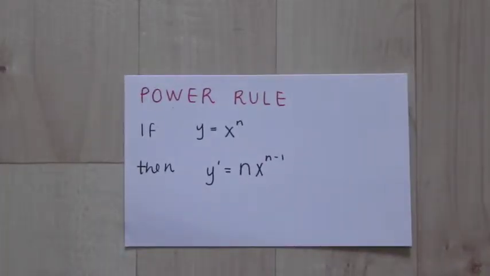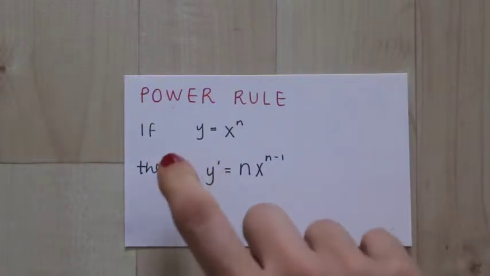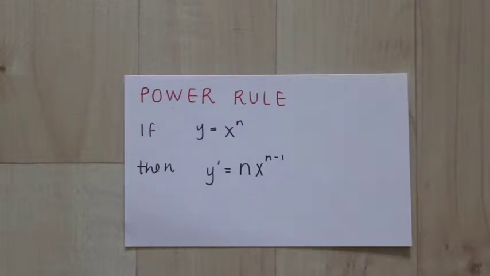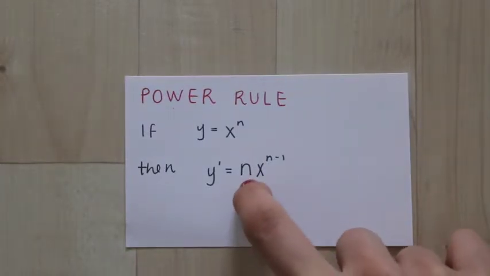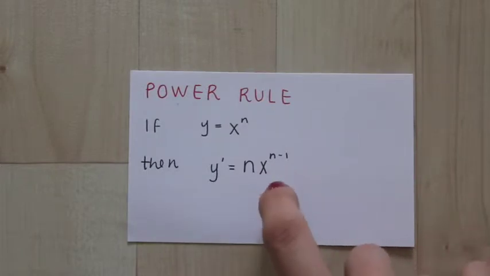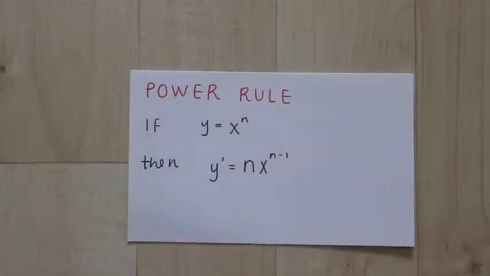First of all, we should remember the power rule that says if y is equal to x elevated to the nth number, then y prime will be multiplied by that n number as a leading coefficient and will have as an exponent the number n minus 1.